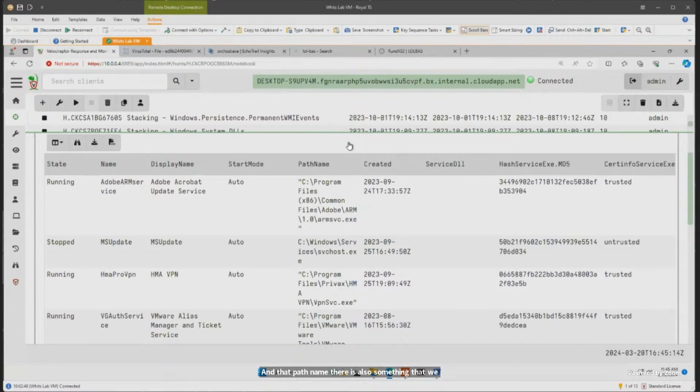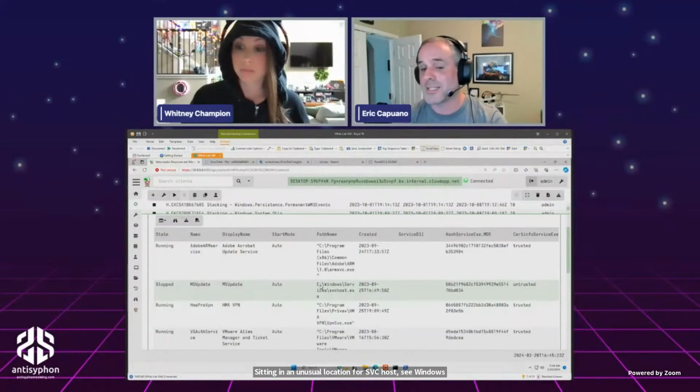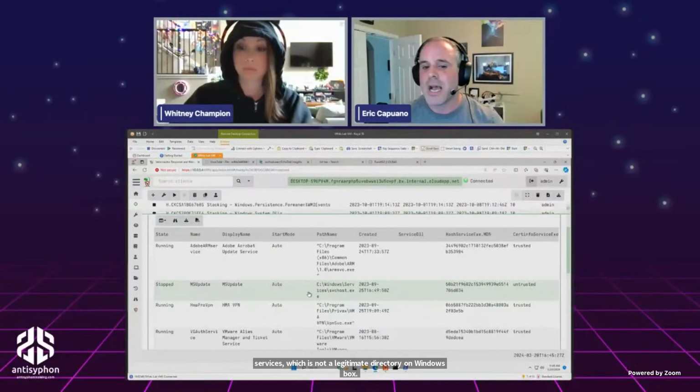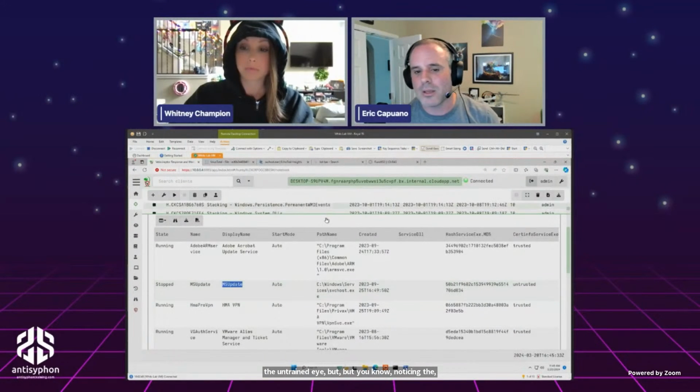We've got this svchost.exe sitting in an unusual location for svchost. See Windows services, which is not a legitimate directory on a Windows box. It's convincing though, looks legitimate to the untrained eye. But noticing the service name, MS Update, display name, MS Update. So it's trying really well to blend in.